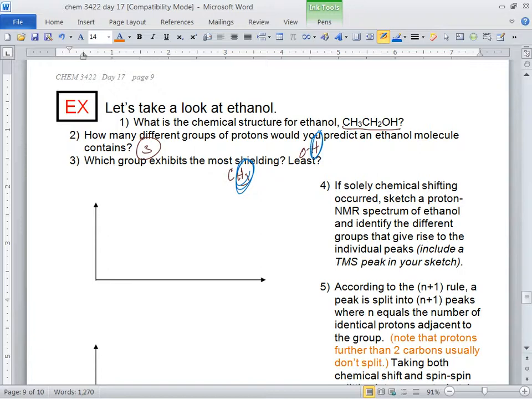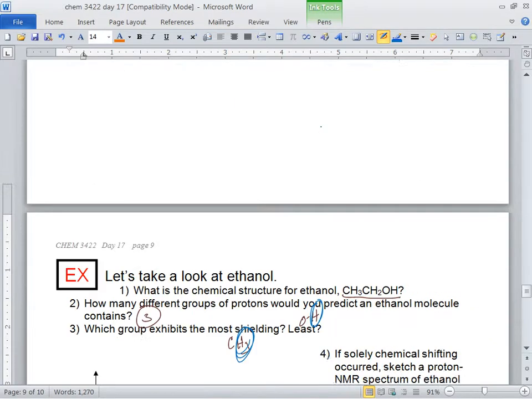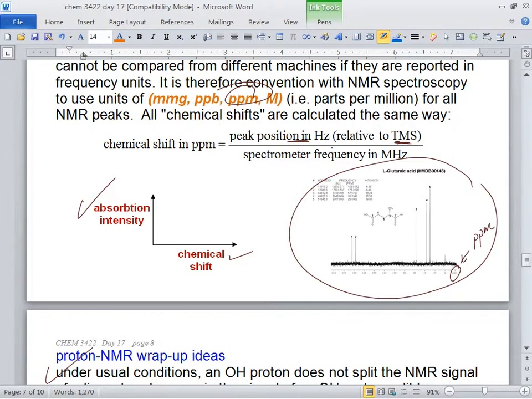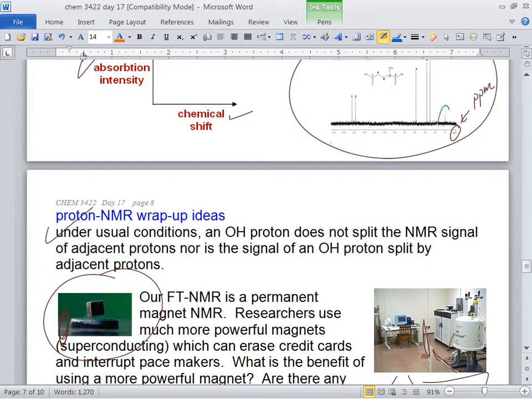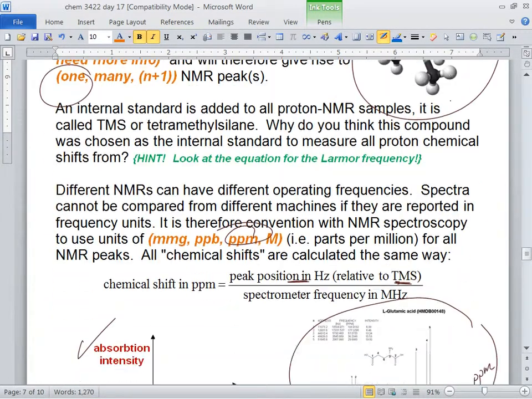Now their convention is to draw TMS where? Furthest to the right or furthest to the left? Furthest to, yeah, way over here. Oh, yeah. Yeah, there's 0. So a chemical shift of 0 is right here. Remember how they're calculated? You take, here it is, relative to TMS. So for some weird reason, right, they have 0 right here. Then all the shifts are going that way. So if you're really well shielded, you are right here.